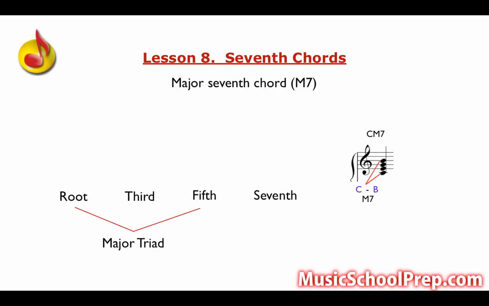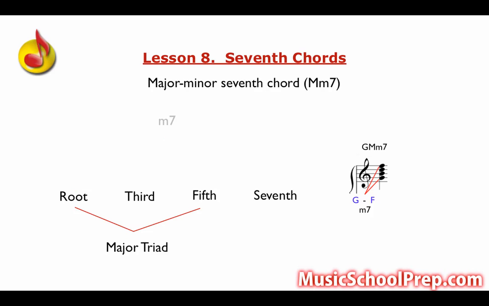A major triad with a major seventh between the root and the seventh is called a major seventh chord. In this example, the major seventh interval between the C and B is outlined for you.